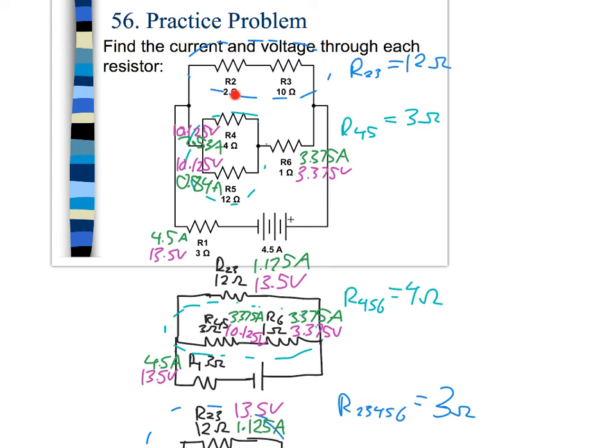The other one that we need to separate out is this R23. We need to split it into R2 and R3. They were connected in series, so each one gets that full current, so each one's going to get 1.125 amps. And then we can go ahead and solve for the voltage across each one using Ohm's law. So this one ends up being 2.25 volts, and this one ends up being 11.25 volts.